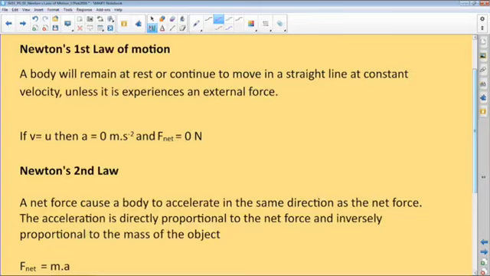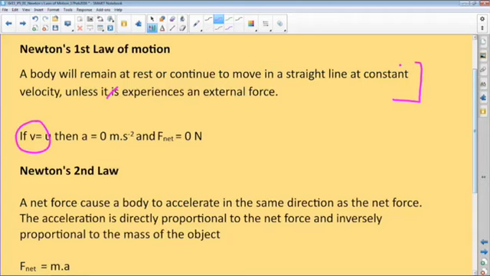This part here is the part that you need to memorize and be able to write down. That a body will remain at rest or continue to move in a straight line at constant velocity unless it experiences an external force. What does that mean? The object is going to stay at constant velocity. So here, V equals U. In other words, initial velocity and final velocity are the same.